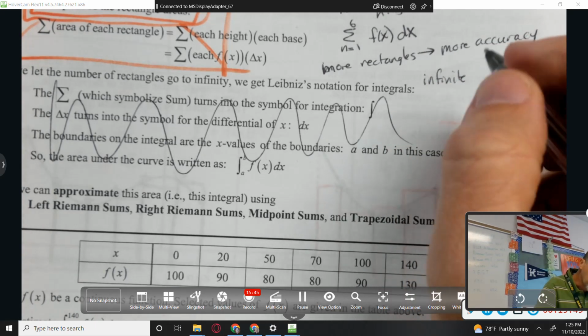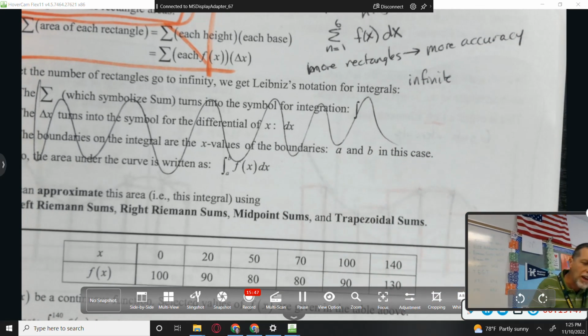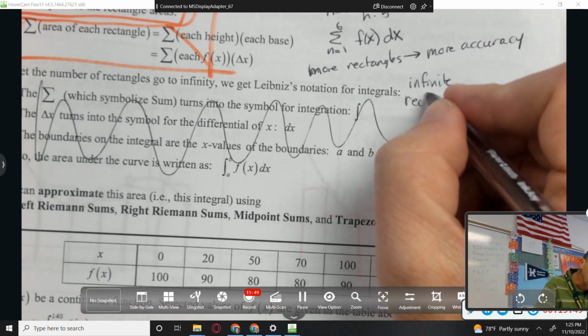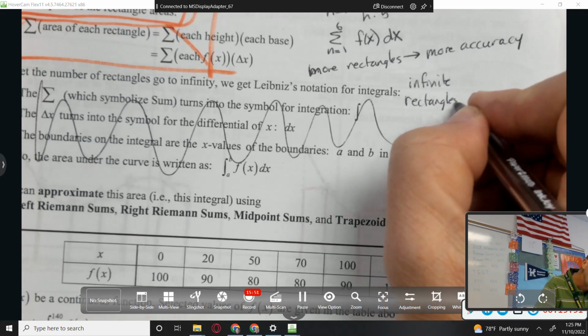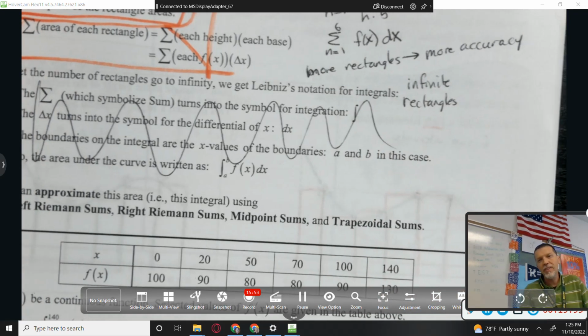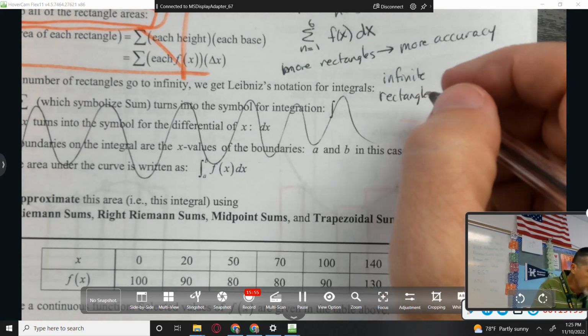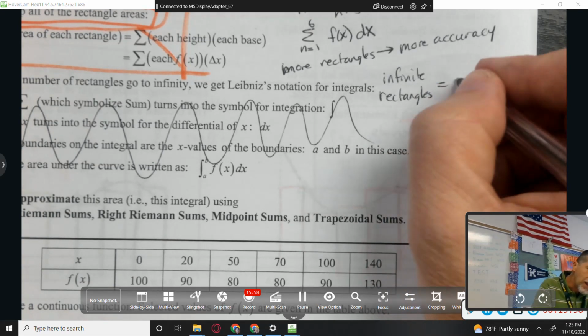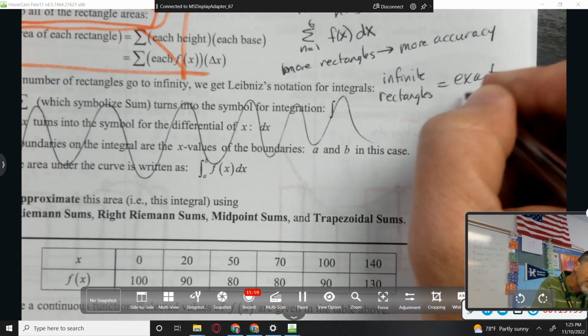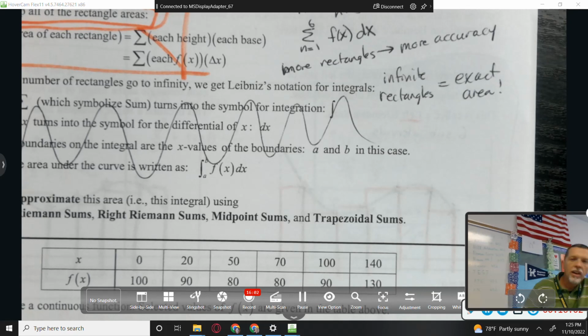And then here's where things get a little bit crazy and why we use calculus. If we had infinite rectangles, well, how would you draw that? Because that would take a while. But if you could do infinite rectangles, then you would have the exact area. It wouldn't be an estimate anymore if you could somehow squeeze all of the rectangles in there.